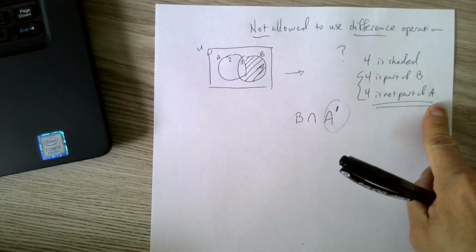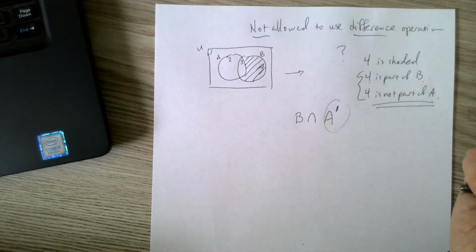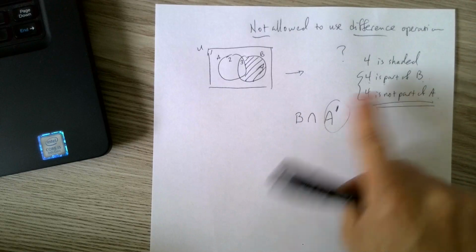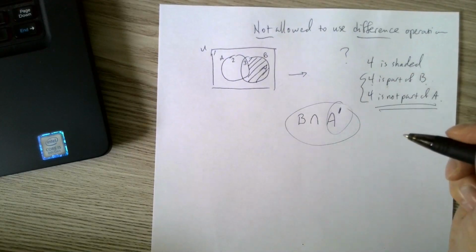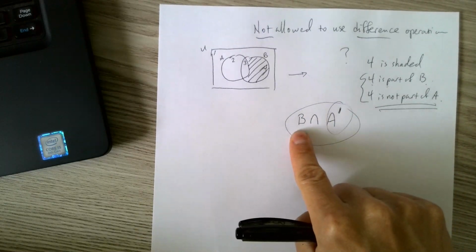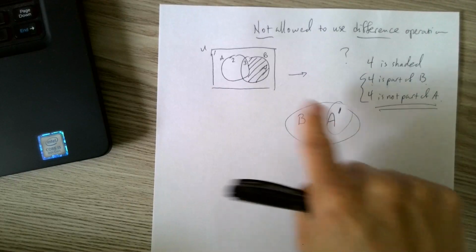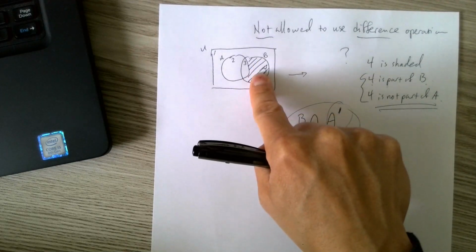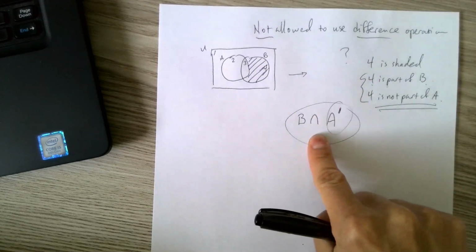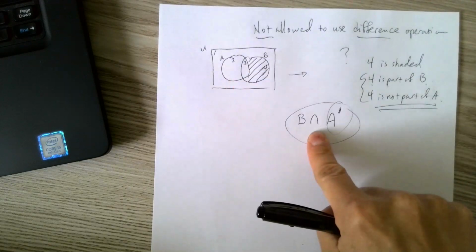So what do I do to get region 4? I intersect those two things. Because 4 is part of B, it is also not part of A. So that is exactly what this says. All the elements that are in B and at the same time not in A. That's why this notation matches that picture. The shaded region is in B but not in A. This tells me all the elements that are in B but not in A. Same thing.